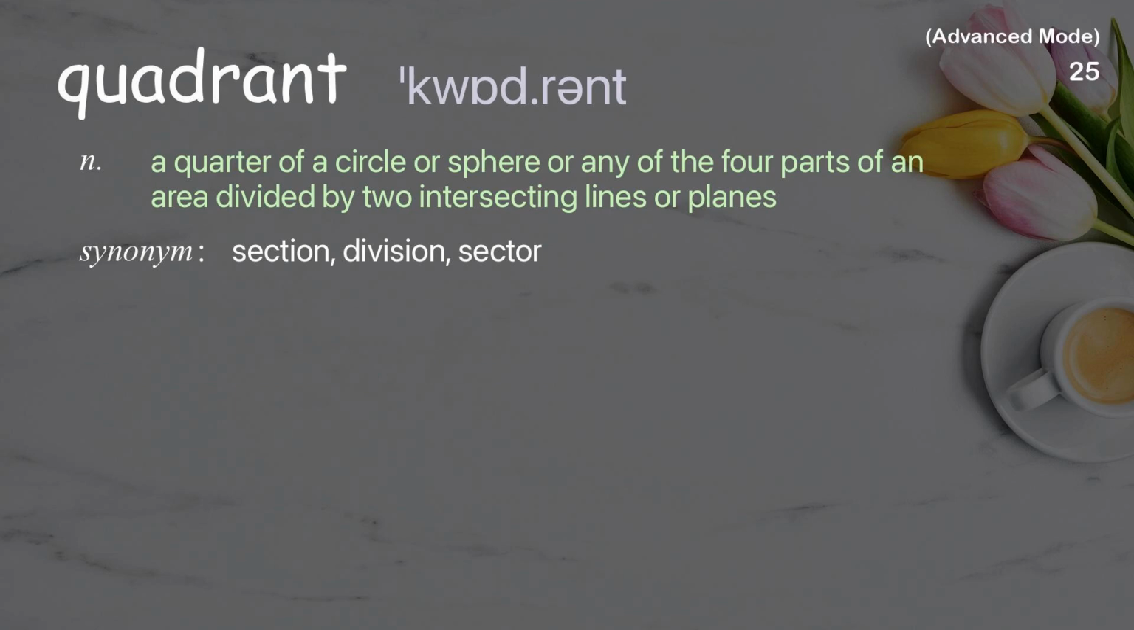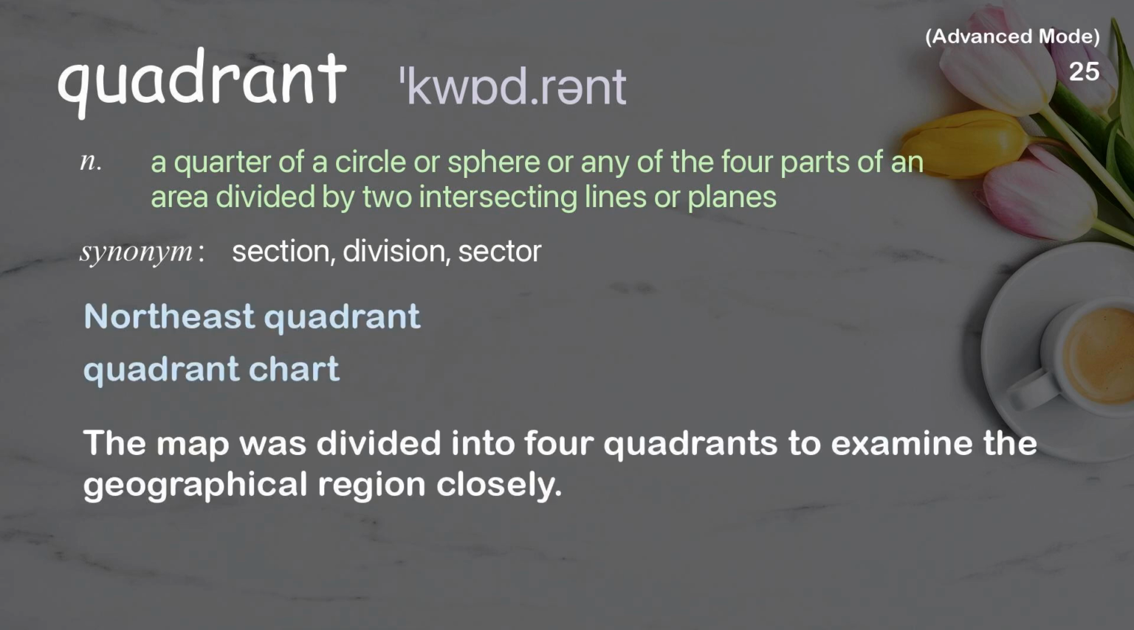Quadrant. A quarter of a circle or sphere, or any of the 4 parts of an area, divided by 2 intersecting lines or planes. Examples: Northeast quadrant. Quadrant chart. The map was divided into 4 quadrants to examine the geographical region closely.